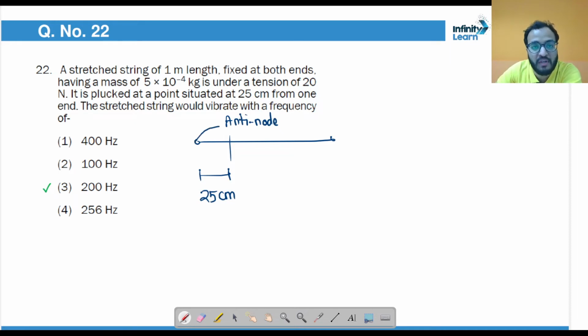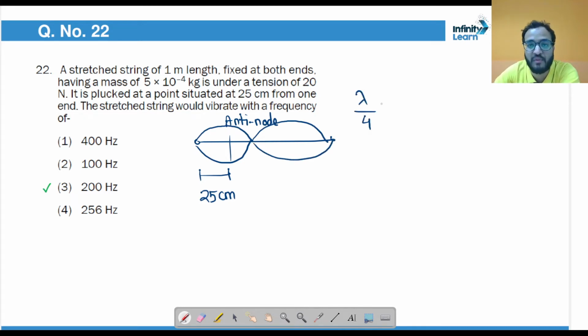So it will be somewhat like this, right? That means lambda by 4 will be equal to 25 centimeter. So lambda will be equal to 50 centimeter. Okay.